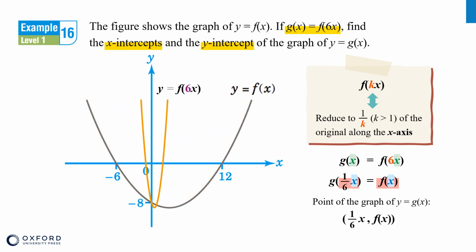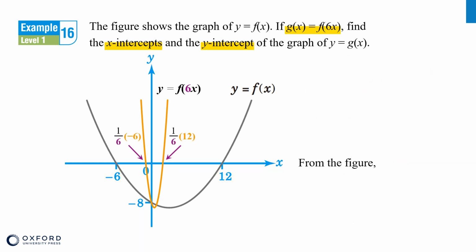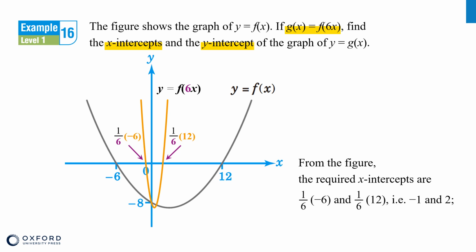So, after the transformation, the x-intercepts are 1/6 of the originals. That means the required x-intercepts are 1/6 times -6 and 1/6 times 12. That is, -1 and 2 respectively. For the y-intercept, we already know that f of 0 is -8. f of 6 times 0 is still f of 0, so g of 0 is still -8.